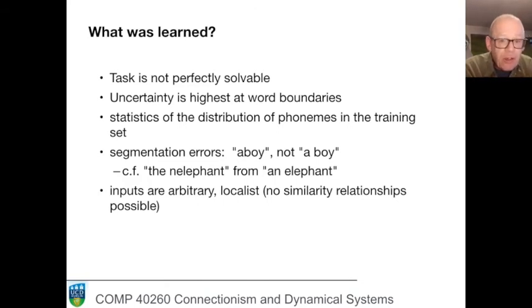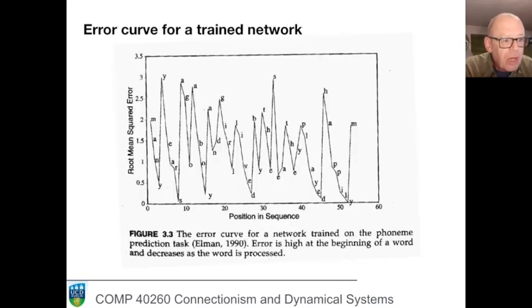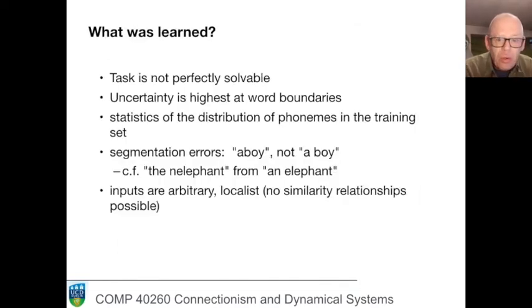The uncertainty is highest at word boundaries and error goes right back up then. But depending on the statistics of the letters, not phonemes, in the training set, prediction to a limited extent is possible. Not all word boundaries show up. So in the previous slide, let's go back and look at it. There should be a boy many years ago. A boy is treated as one word. That is to say, after A, it predicts B, and then O, and then Y. There's no recognition by the network that a boy is anything other than a single unit.